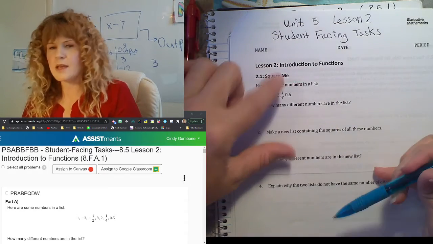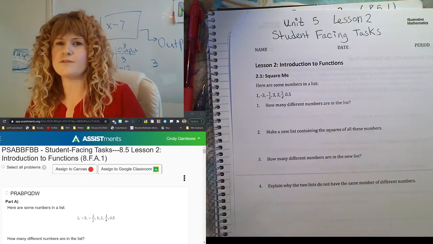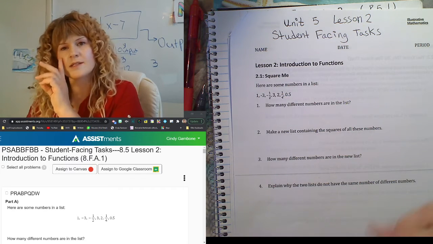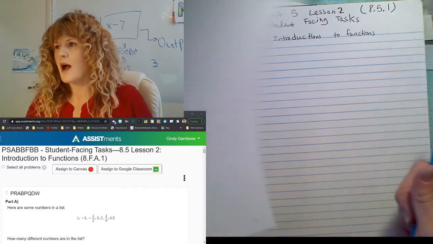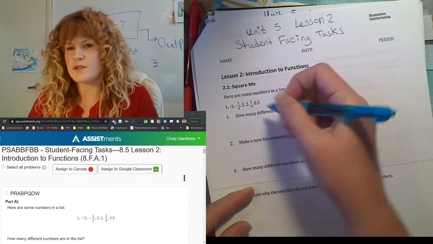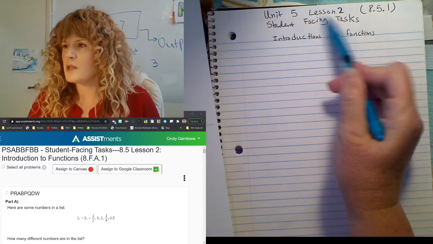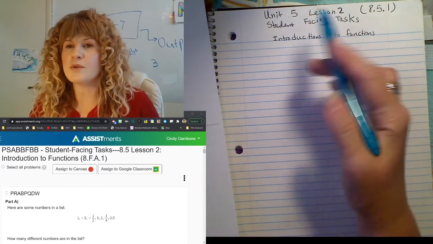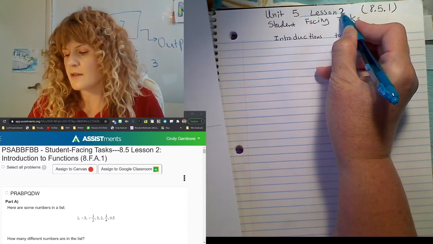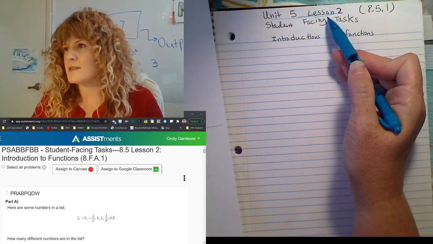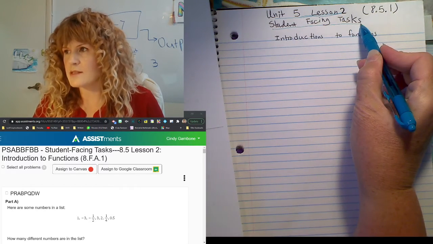In class, I gave you a worksheet that has the exact same lesson as you'll find in the assignment online where you have to enter in your answers. I think it's a good idea to either do the work on the worksheets that I gave you or follow along in a notebook so you can work the problems. In your notebook, put on the title, Unit 5, Lesson 2, and this is Student-Facing Tasks.